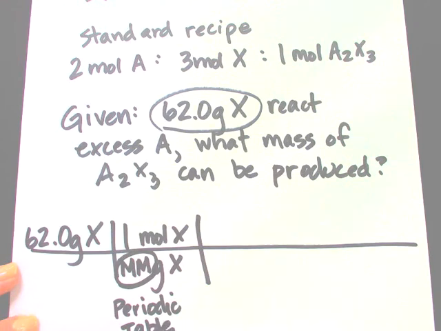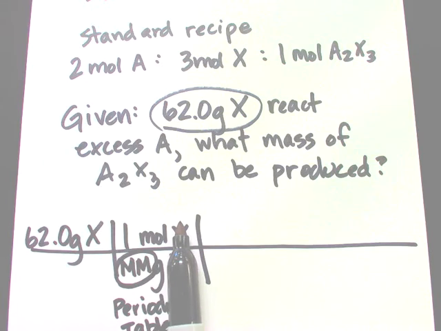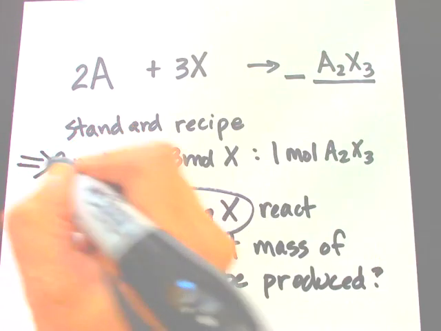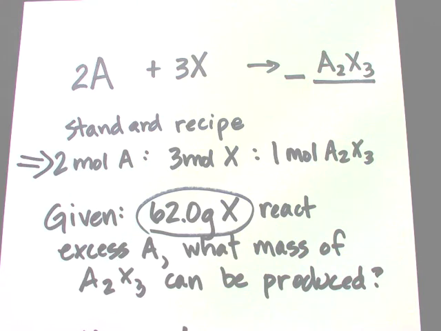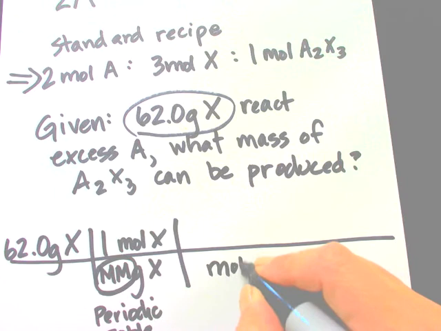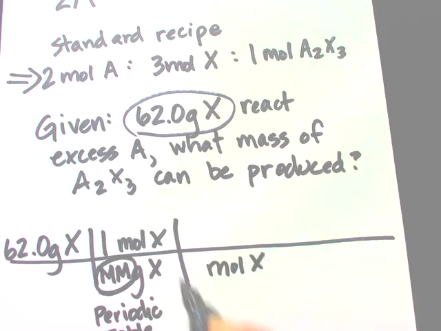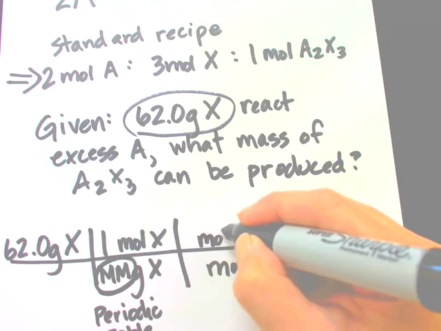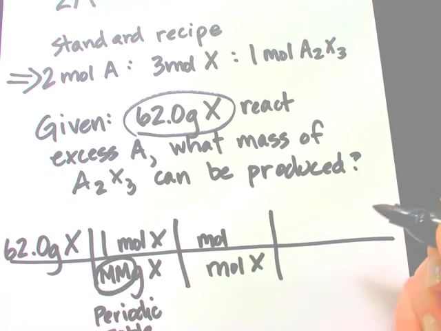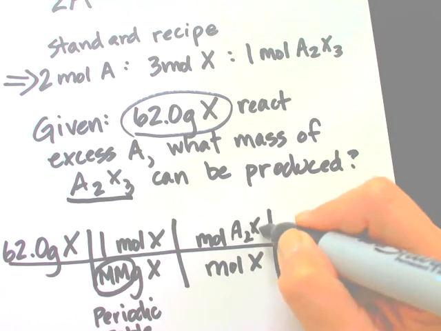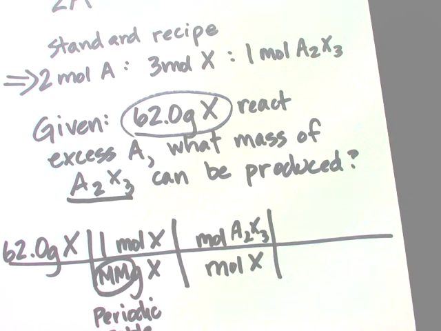So the first step is to convert grams of the given substance to moles. We are doing that because the standard recipe is moles. That allows us to then continue our dimensional analysis and convert moles of X, the given substance, to moles of the substance we're trying to find. We are interested in this case, the product A2X3, whatever that is.